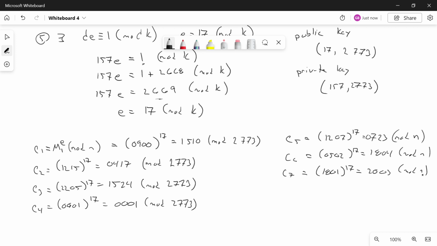So there we go. We were able to encrypt I love algebra into 7 encrypted messages. So that's our C1 through C7. I'll leave this as an exercise for you folks. Decrypt these, make sure we get the right ones back. So in order to decrypt this, we use the private key. Again, taking each one of these coded messages, raising it to the power 157, and then modding by 2,773, which is our N.